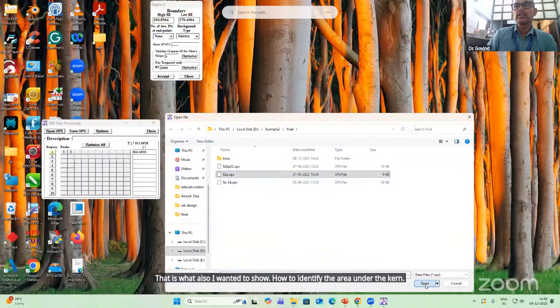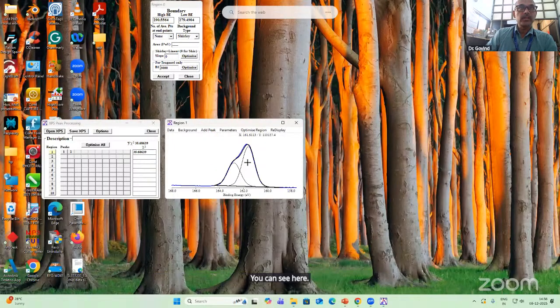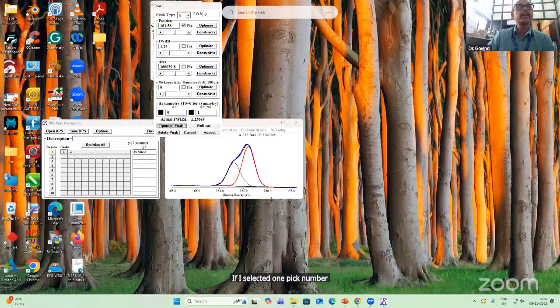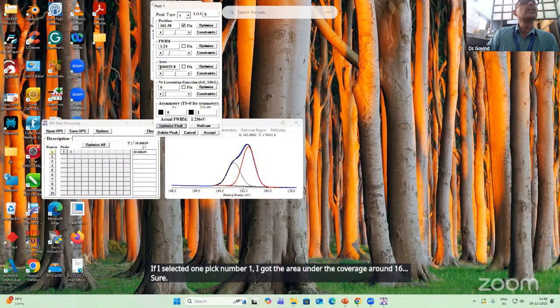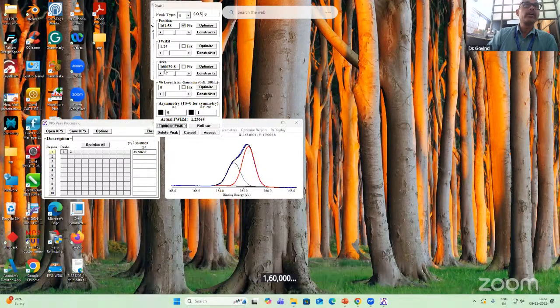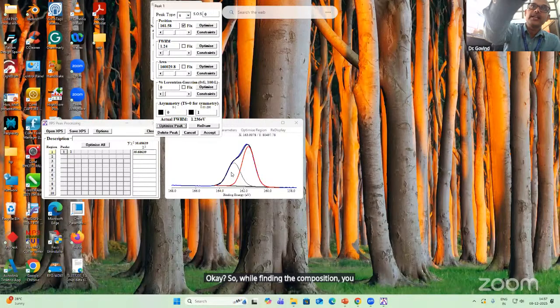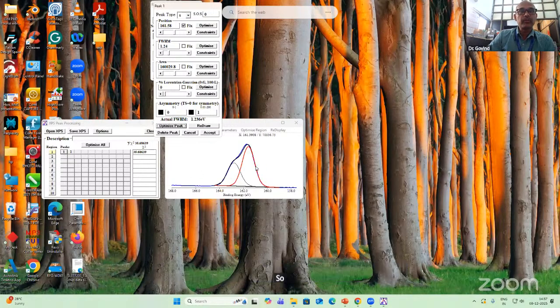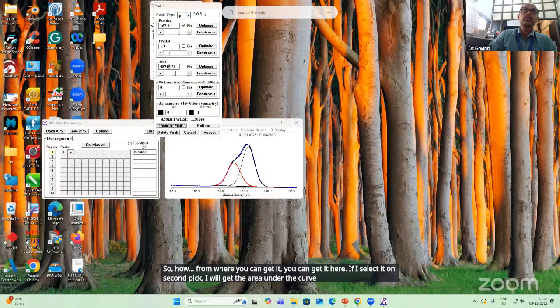You can see here, this peak and this peak. If I select peak number one, I get the area under the curve of around 160,029. While finding the composition, you will require this area under the curve. From where can you get it? You can get it here. If I select the second peak, I get an area under the curve of 98,215.